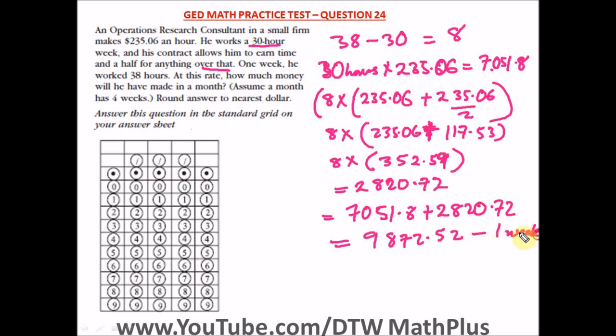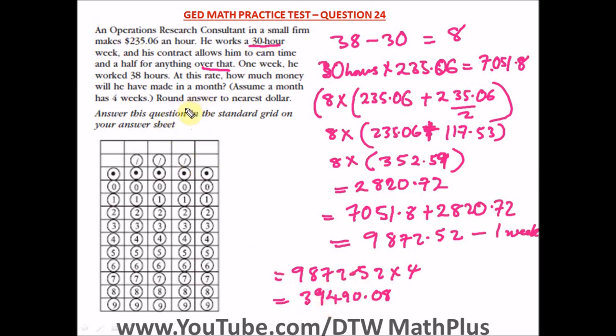The question says we should find how much he's going to make in a month. So it's definitely this amount times 4. So 9,872.52 times 4 gives us $39,490.08.